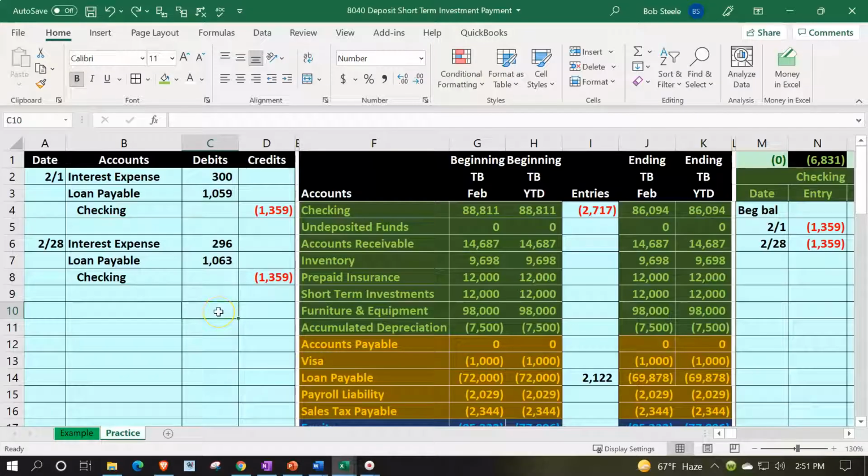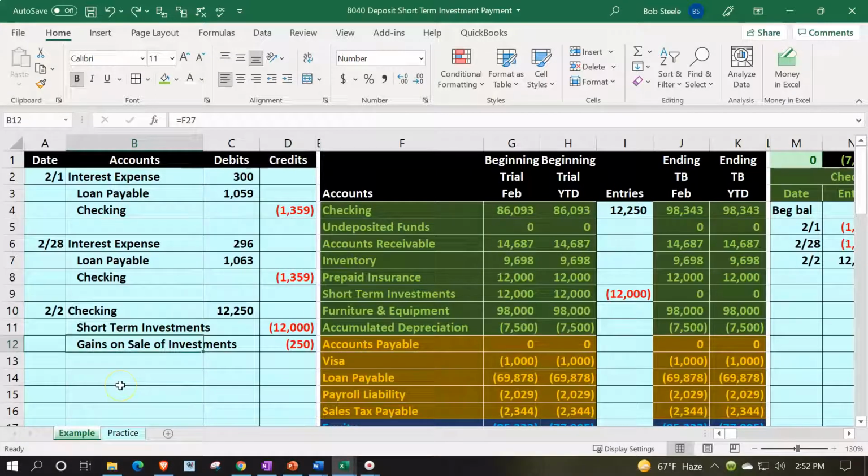Here we are in our Excel worksheet. In prior presentations, we put together the Excel worksheet from a blank sheet. Now we're going to continue to enter transactions into it. If you have access to it, there are two tabs down below, an example tab and a practice tab. The practice tab starts out where we left off last presentation, and the example tab is in essence an answer key. Let's take a look at it now.